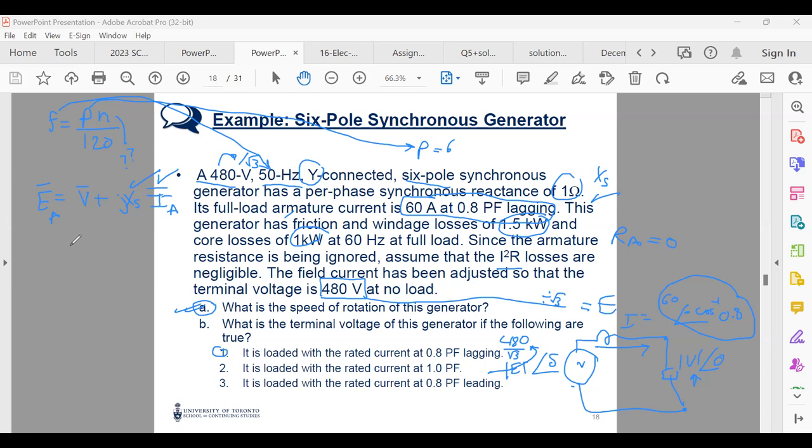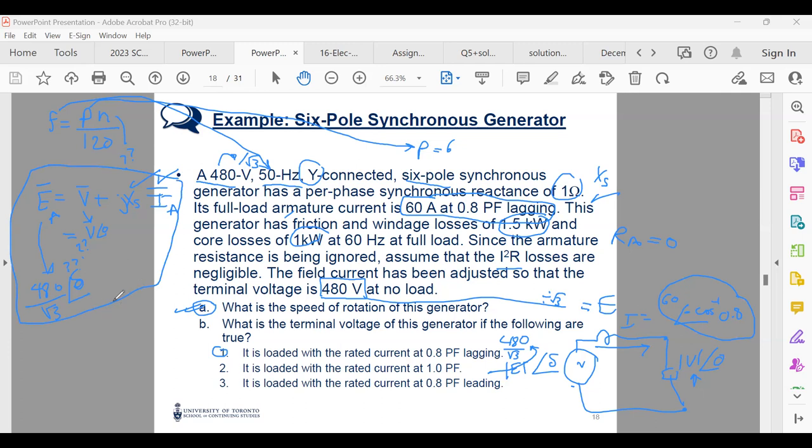However, we don't have the voltage. We have only the V and the angle zero. That's it. For the E, we don't have the angle. It's 480 over square root 3 and angle delta. We don't have the angle. So we don't have the angle and we don't have the voltage magnitude. How can we calculate this from this equation?